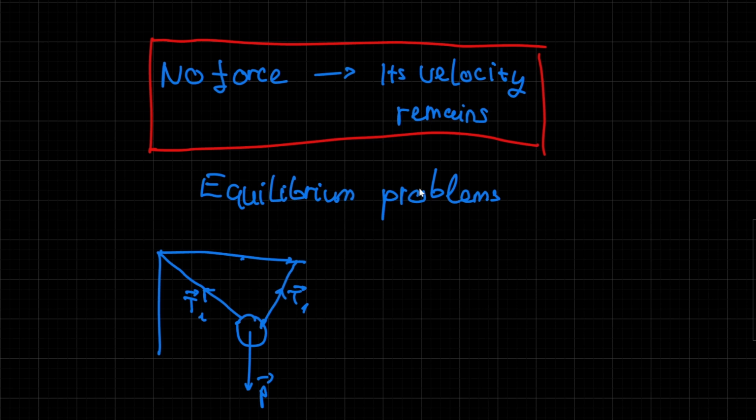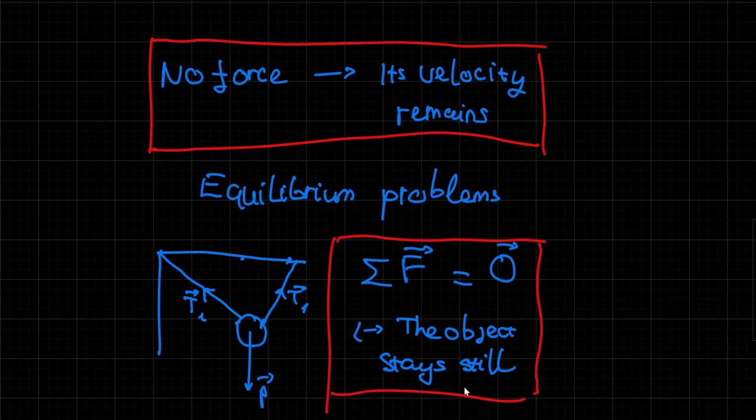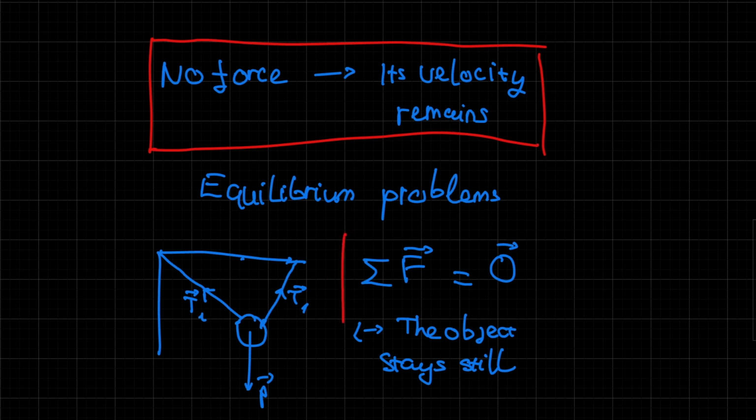The equation form for this law is that the sum of all these force vectors equals 0. Then the object stays still. And with this definition, you can solve all these equilibrium problems.